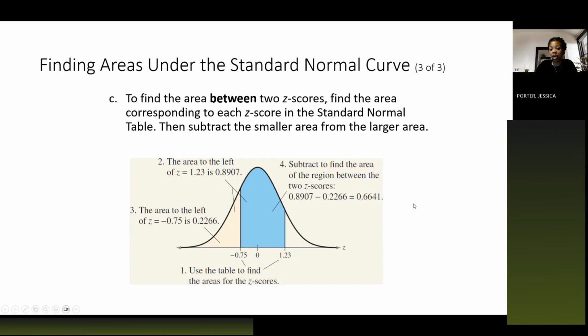In the table though, you would find the area of 1.23, which is 0.8907. Then you would find the area of negative 0.75, which is 0.226, and then you would subtract them from each other. And that would get you the area in between. So you can find it with the table as well. Whatever mode of technology or hand calculation you would like to use, please do so.